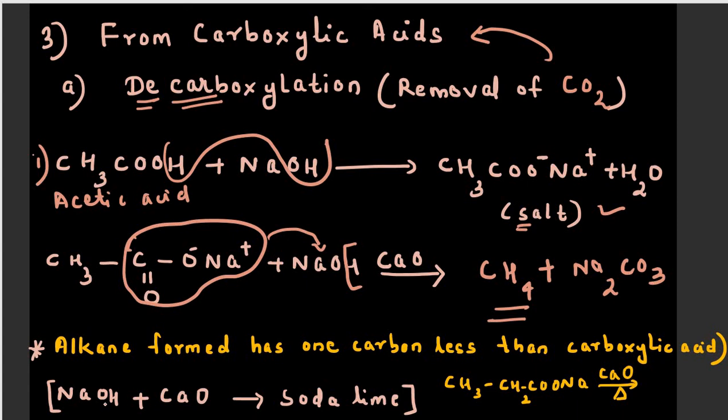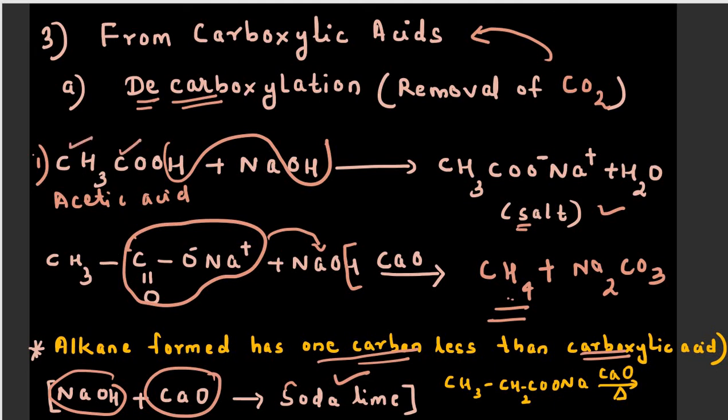Now here the reagent used is sodium hydroxide and calcium oxide, which together are known as soda lime. Another important point that you have to remember here is that the alkane formed has one carbon less than the carboxylic acid. Here you can see that in the case of the carboxylic acid, 2 carbon atoms were there, but when we obtain the alkane, there is only one carbon.